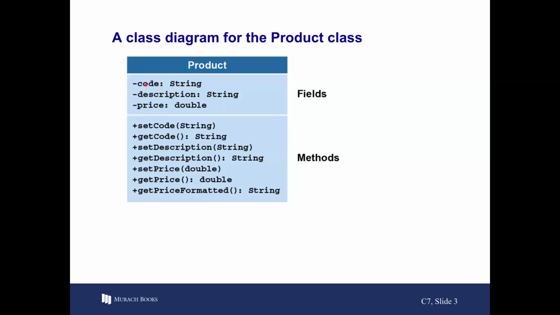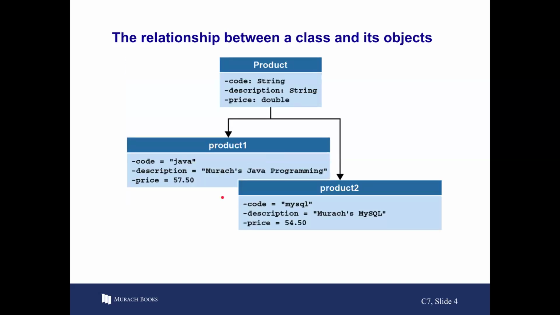In this case, we have three fields: code, description, price. We have a setter and a getter for each of those fields. And then we have another option here, which is to get the formatted price. So we can get the price raw as a double, or we can get it formatted as a string.